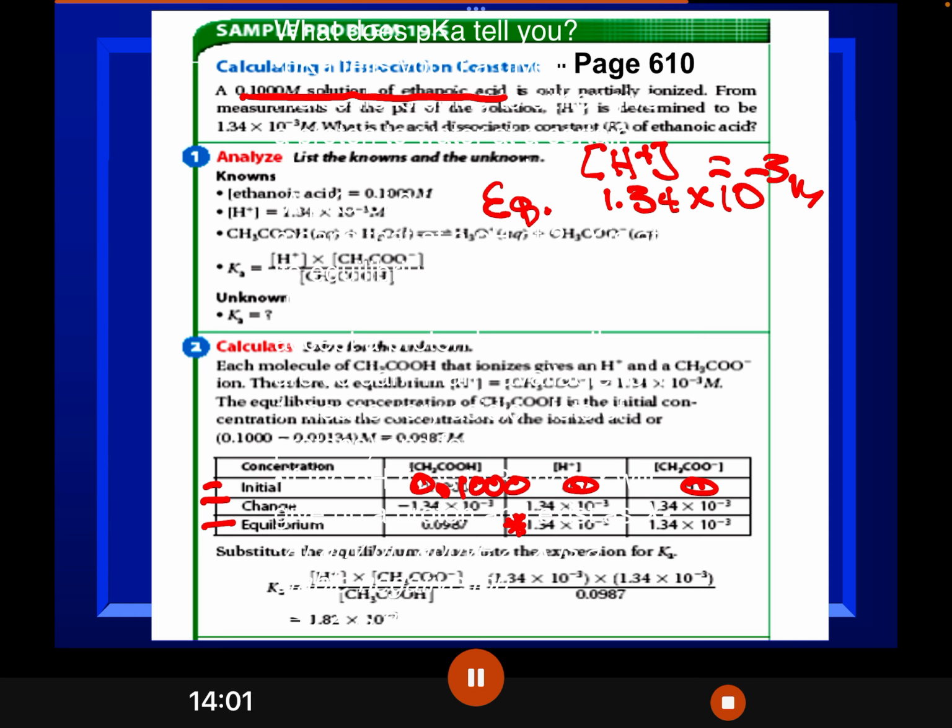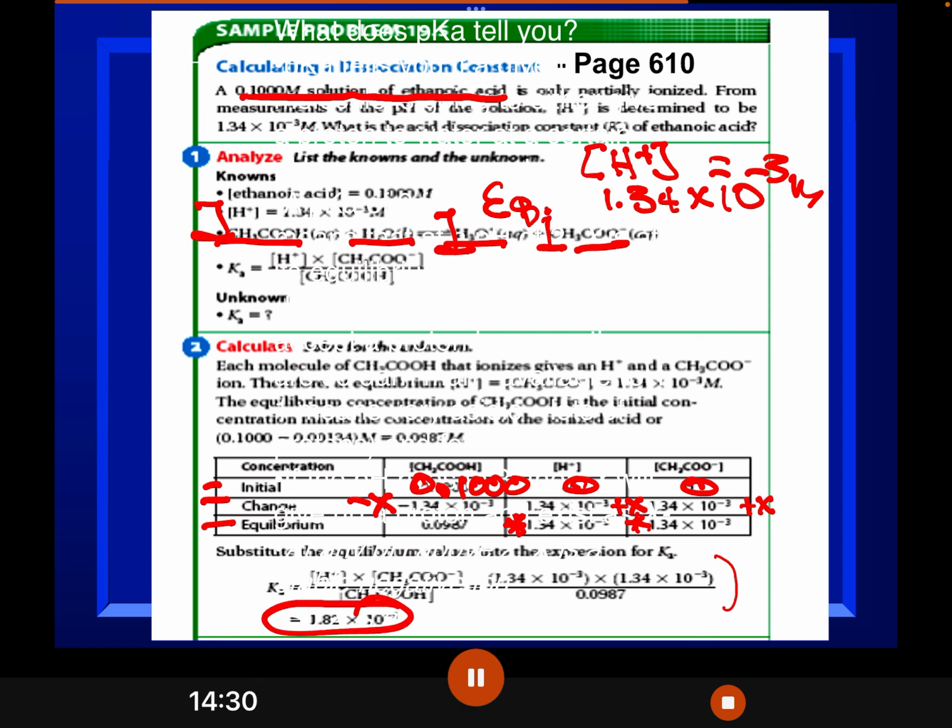Based on my coefficients in my dissociation equation, which is right here, I have a coefficient of 1, 1, and 1. I know that these two values have to be the same. This is plus x. This is plus x. This will be minus x. We've subbed these into our value, and you guys can satisfy your own curiosity on this.